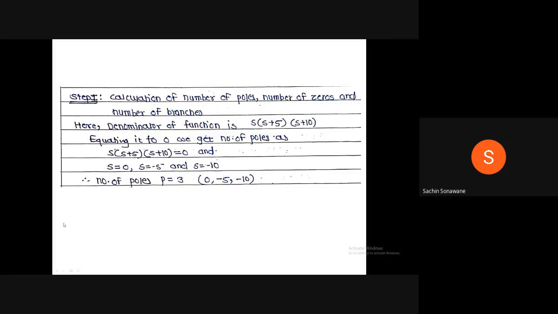Therefore, first of all, step 1, see the steps. Calculation of number of poles, number of zeros and number of branches. Here the denominator of the function is s into s plus 5 into s plus 10. Equating these three factors to 0, we get s into bracket s plus 5 into s plus 10 is equal to 0, and therefore s is equal to 0, s is equal to minus 5, and s is equal to minus 10. Therefore, number of poles P is equal to 3.